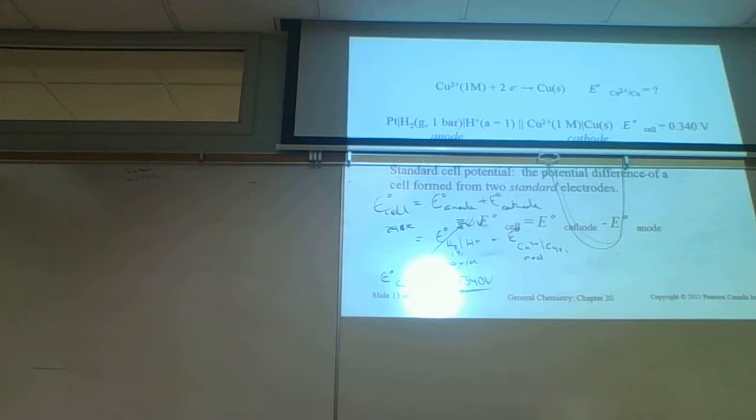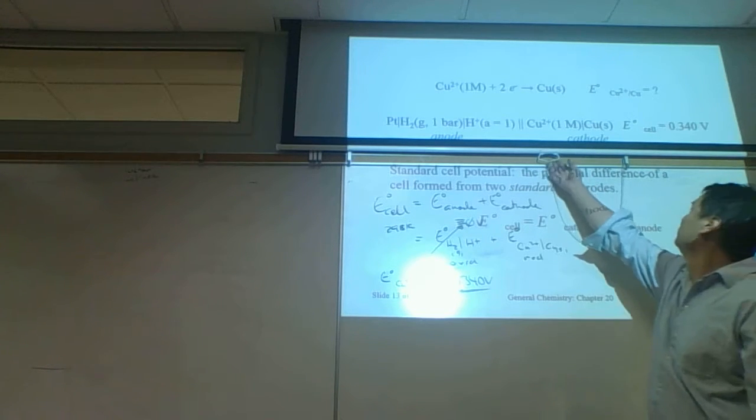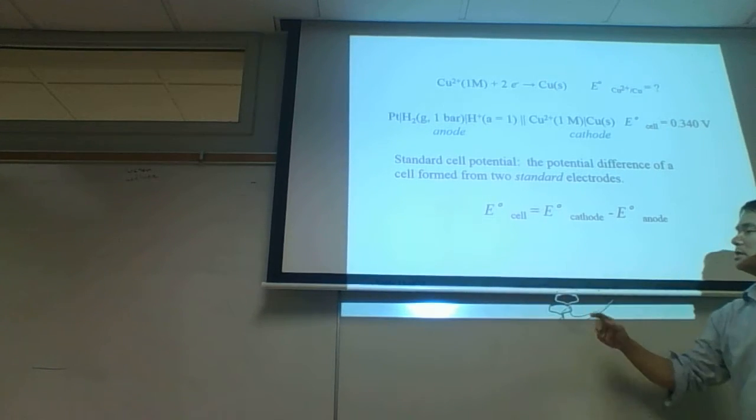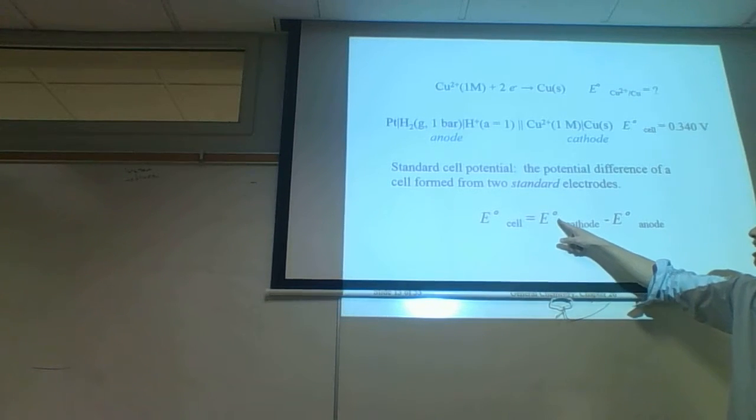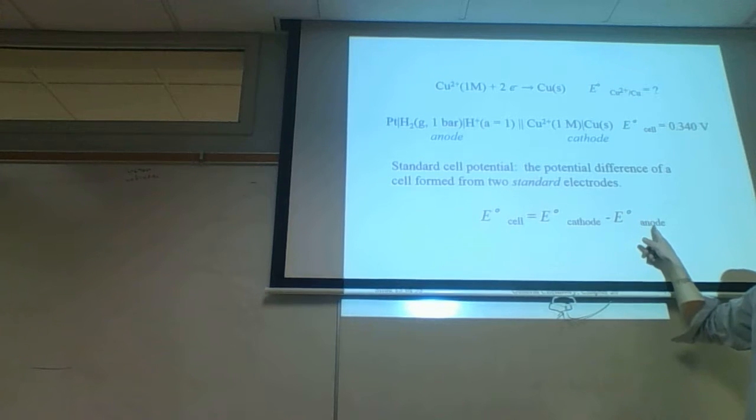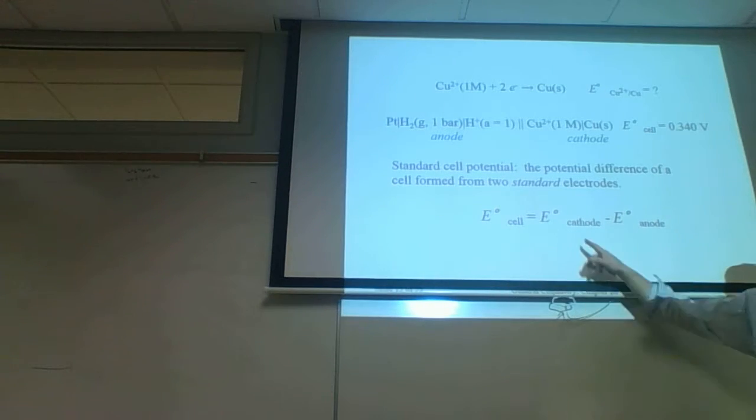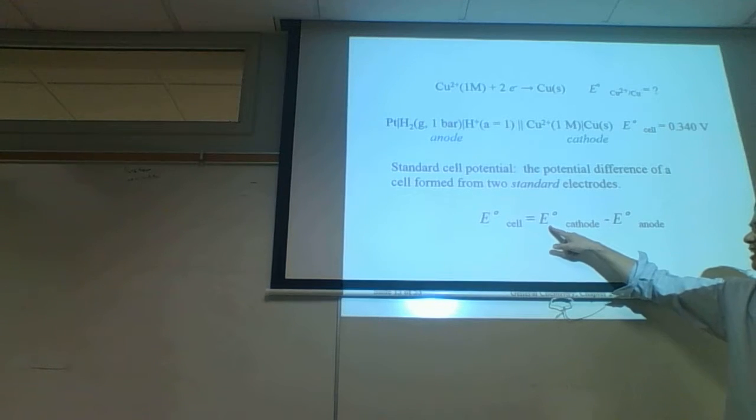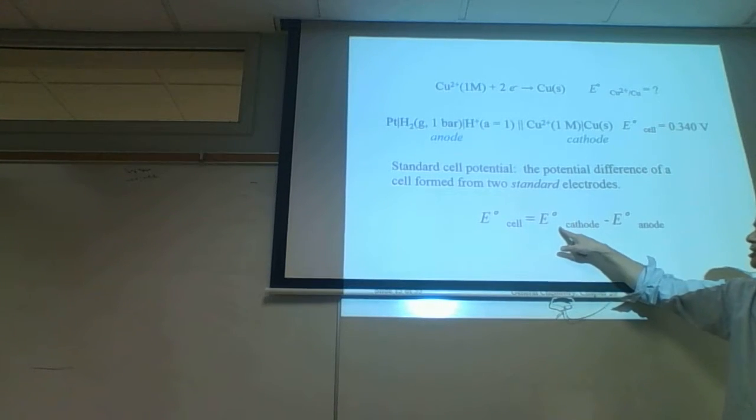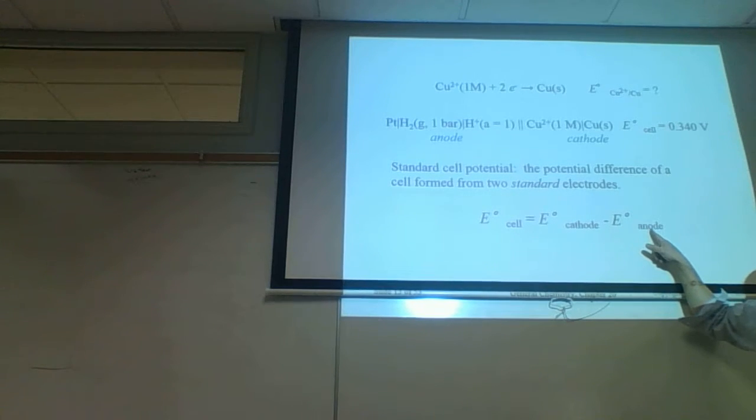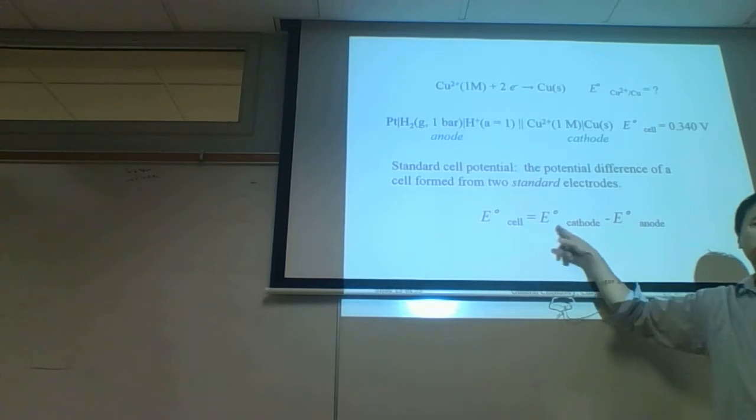Okay, so let's take a look at how Petrucci sets this up. How Petrucci sets this up is it looks similar, E0 of the cathode minus E0 of the anode, but you have to be very careful here, because Petrucci doesn't write something here. He has to write E0 of reduction for the cathode minus E0 of reduction for the anode. And so this is very tricky.